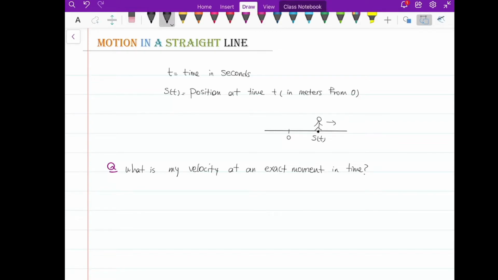Okay, to answer this question, first we find the average velocity. So I'm gonna say the average velocity, okay, between two times, between the time A and the time B. And let's assume that, for example, A is less than B. Okay, for example, after 3 seconds I'm somewhere here, and after 10 seconds I'm somewhere here. What is my average velocity?